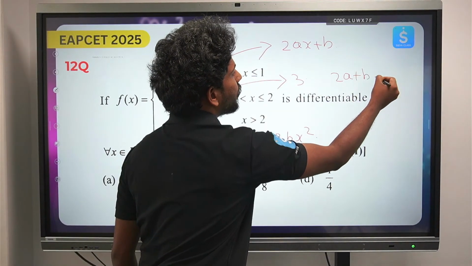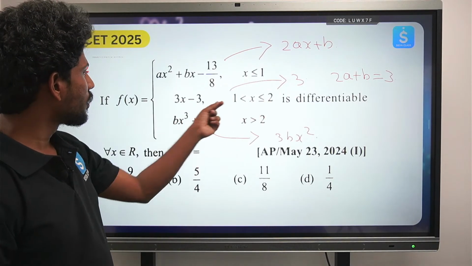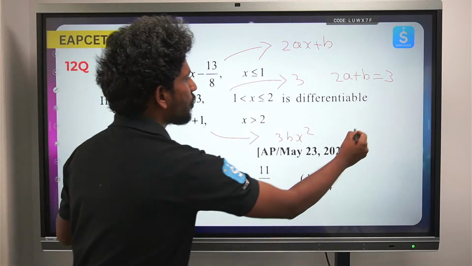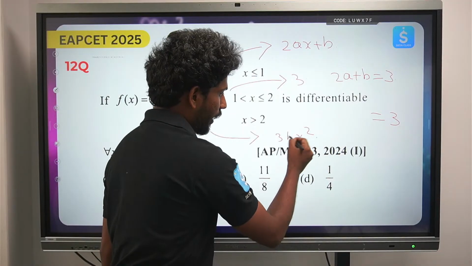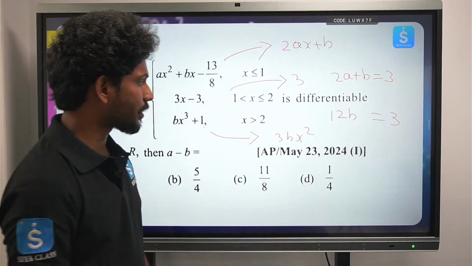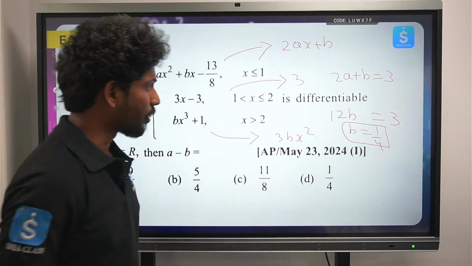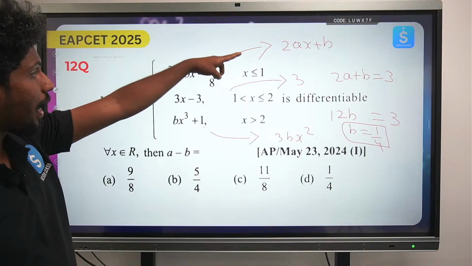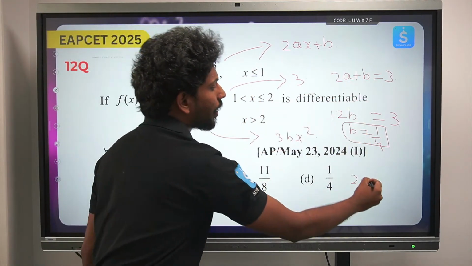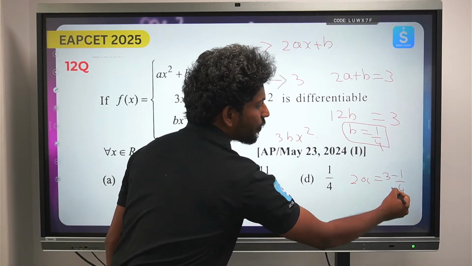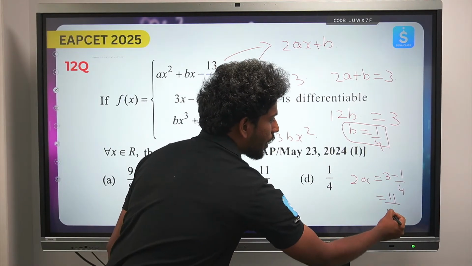2a + b = 3, because when you substitute 1 it should be equal to 3. And then again here also at x = 2, this is already equal to 3, so this 3 should also be equal to 3b into 2², that will be 12. 3 into 4 is 12. So 12b = 3, so the value of b is 3/12, which is 1/4. So the value of b I got to be 1/4, and 2a + b: 2a is 3 − 1/4, so that is 3 fours are 12, 12 − 1 is 11, 11/8 I got. Okay, I got 11/8.